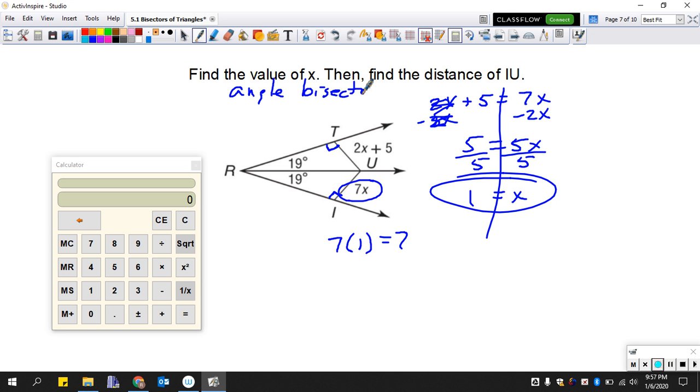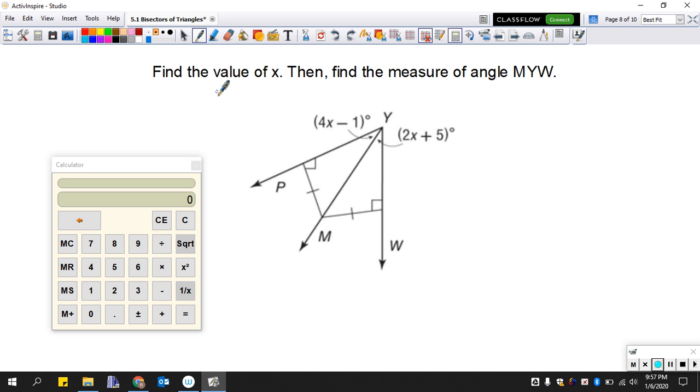So this next one is the converse of the angle bisector, because the converse of the angle bisector says that if we have a point that's equidistant from the sides, then it lies on the angle bisector. So it says M is the same distance from side YP as it is from YW. You can see that by the congruency symbols here. So that means this is an angle bisector, means these two are congruent to each other.